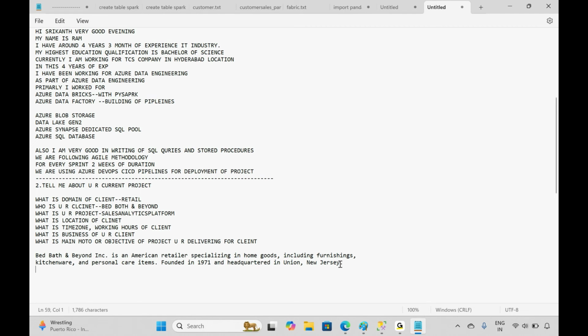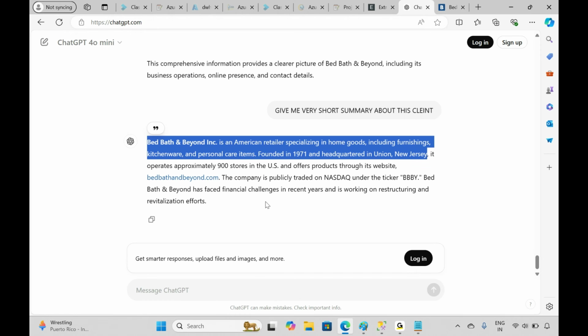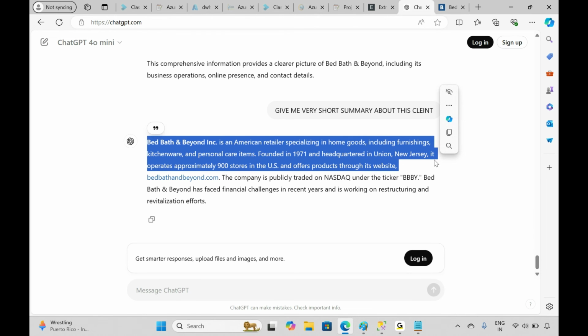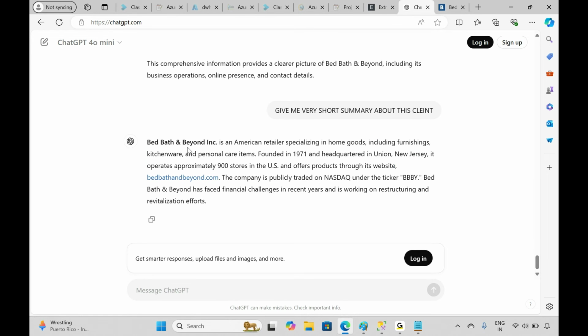So, what exactly are we trying to do for this client now? Yes, we are trying to give a business intelligence solution to these people. What do you mean by business intelligence solution? As Bed Bath & Beyond wants to understand key insights about their business. What is the role of Azure Data Engineering? Why are we implementing this Azure Data Engineering project?